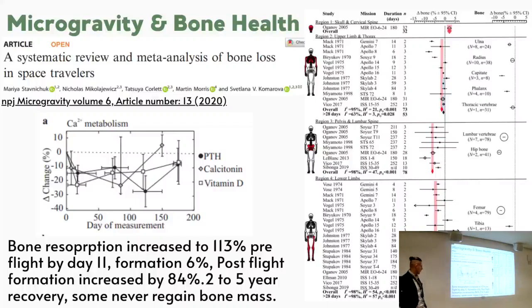By 2 to 5 years, however, some of these astronauts have never recovered. They don't get that bone mineral density back. They just don't, which is an important consideration because we see the same thing in anorexia nervosa patients. Sometimes after a bout of anorexia nervosa, they lose that bone mineral density and sometimes they never recover that bone mass. I should mention calcitonin relates to calcium metabolism, not vitamin D metabolism.